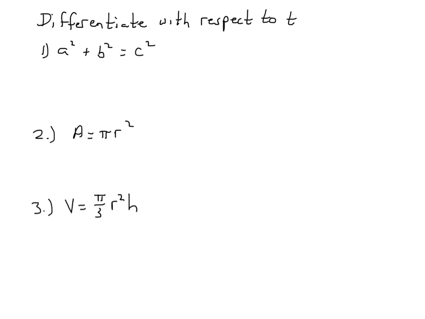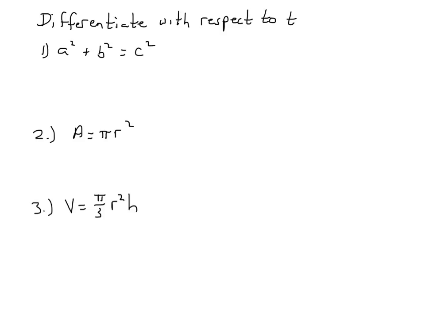First thing I'd like to do is just refresh our memory about implicit differentiation, and we're going to go through and take the derivative of these three formulas here that should be familiar to you. The first one is the Pythagorean theorem, the second one is the area of a circle, and the third one is the volume of a cone. And we're going to take the derivative of each of these with respect to time.